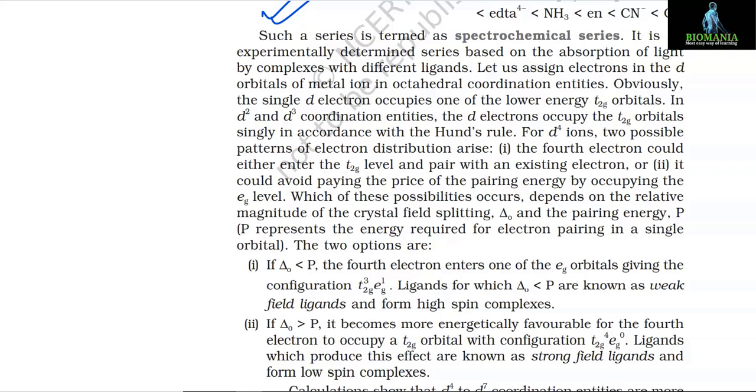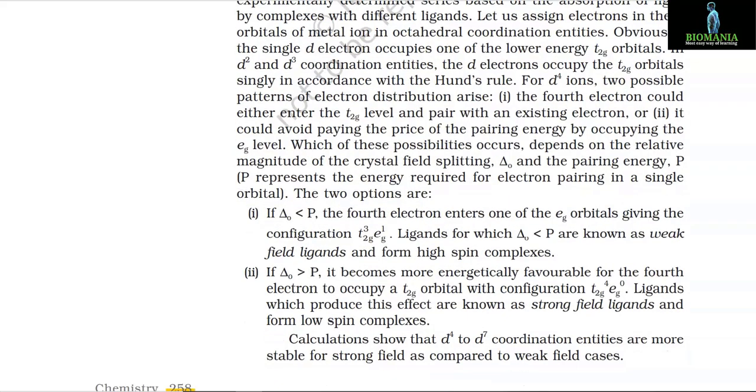Let us assign electrons in the d orbitals of metal ion in octahedral coordination entities. Obviously, the single d electron occupies one of the lower energy t2g orbitals in d2 and d3 coordination entities. The d electrons occupy the t2g orbitals singly in accordance with Hund's rule. For d4 ions, two possible patterns of electron distribution arise. Number 1, the fourth electron could either enter the t2g level and pair with an existing electron, or number 2, it could avoid paying the price of the pairing energy by occupying the eg level. Which of these possibilities occurs depends on the relative magnitude of the crystal field splitting delta naught and the pairing energy.